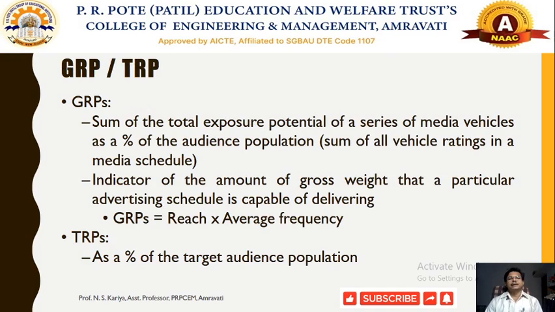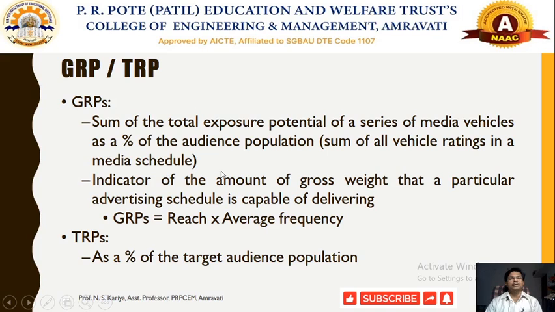The next one is GRP or TRP. In India we are using TRP, total rating points. In most national and international research firms they use GRP, gross rating points. What is a gross rating point? It is the sum of the total exposure potential of a series of media vehicles as a percentage of the audience population. In general, we call it the sum of all vehicle ratings in the media schedule.